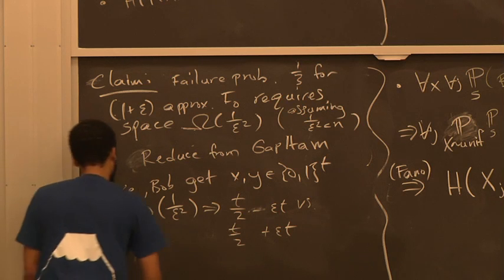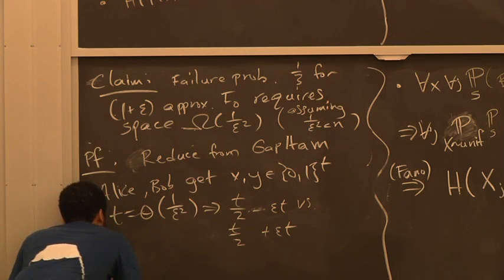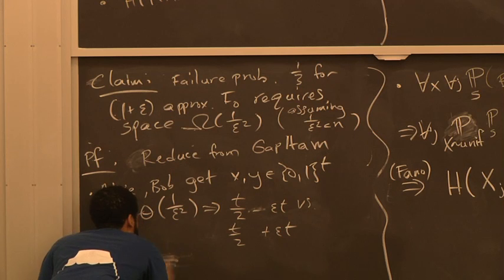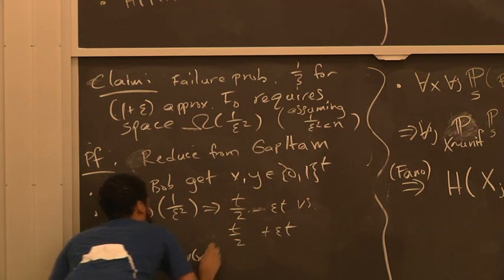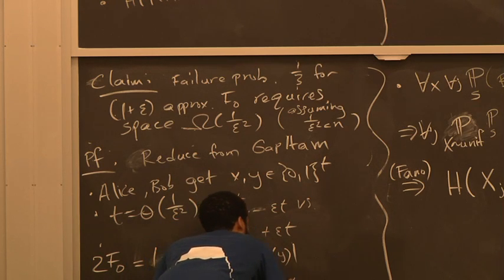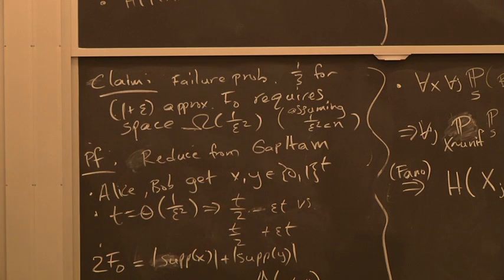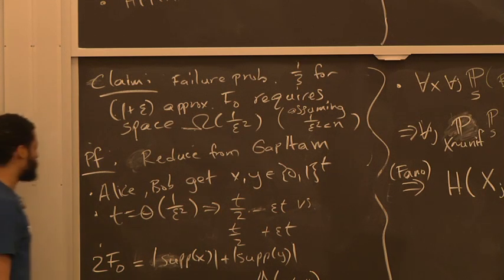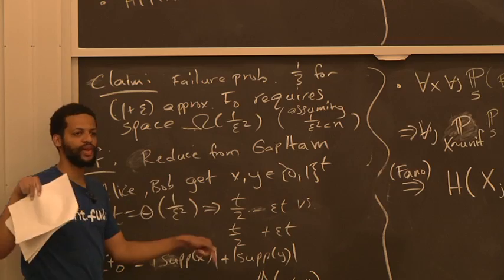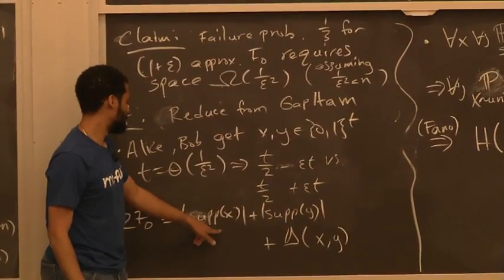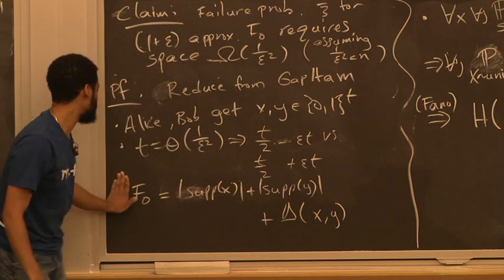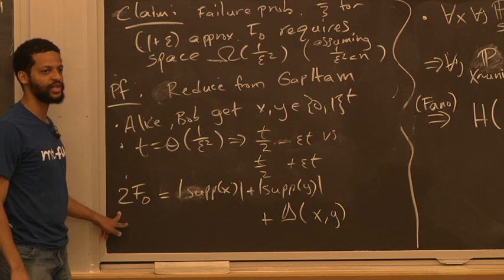Notice that twice F0 is equal to the weight, or let's call it the support size of x, plus the support size of y, plus the Hamming distance between x and y. Why is this the case? Well, let's look at each index one by one between 1 and n. If i is both in the support of x and the support of y, then it will be counted twice here, but it won't be counted in the Hamming distance. So it'll be counted twice, but it'll only be counted once by F0. So we put the 2 there to make sure it's counted twice on the left.